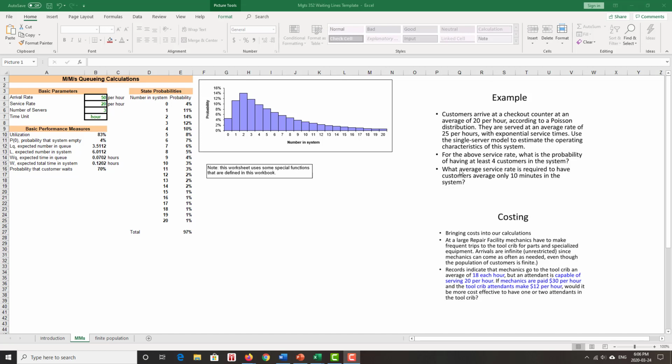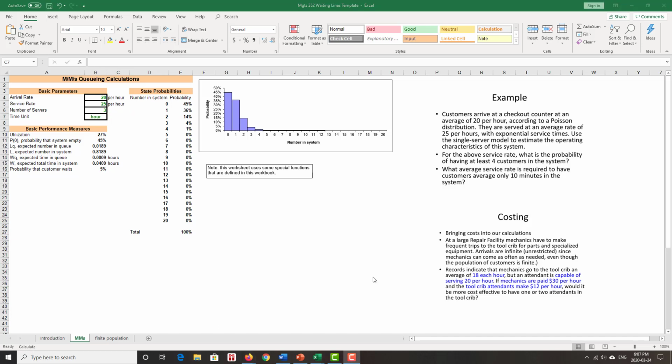Okay. So let's look at our example. We have customers arrive at a checkout counter at an average of 20 per hour. So that's their arrivals. So it's 20 per hour. Very first key Poisson metric is the arrival rate of 20 per hour. They are served at an average rate of 25 per hour. So 25 is the service rate.